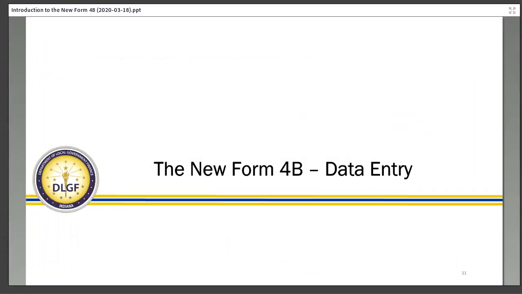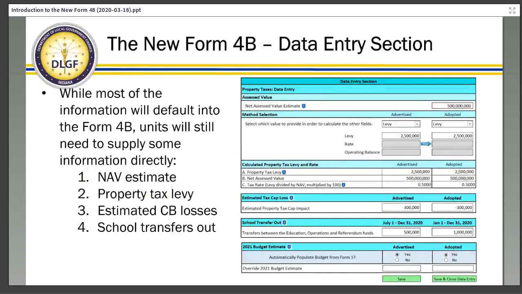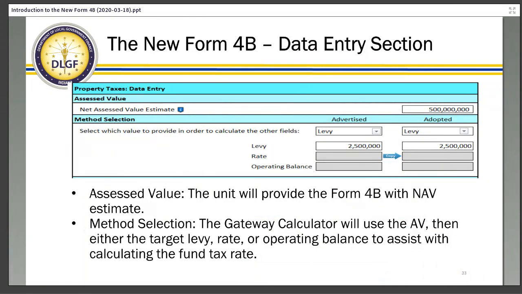Okay. The last section we wanted to take a look at deals with the data entry. For as much information as comes through the inputs onto the 4B, there are still pieces of information that we need to collect in order to actually calculate the values on the 4B. Those 4 values are your net assessed value estimate, your property tax levy, your estimated circuit breaker losses, and then for schools, there's information we need to collect relating to your transfers, and we're going to work our way through each one of those sections now.